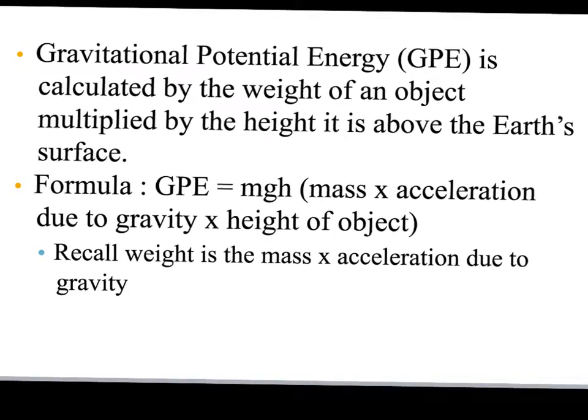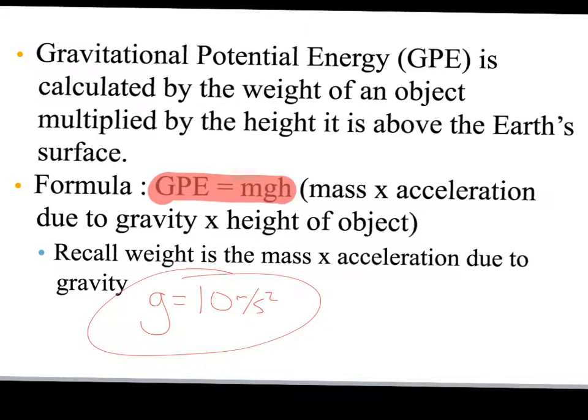All right, and the way you figure this out, this is the formula, is mass times acceleration due to gravity times the height of the objects. You take the mass, you multiply it by 10, and you multiply it by the height. Remember, the g is always constant. The g is 10 meters per second squared. That's our gravitational constant. So really all you're doing is multiplying the mass times the height.